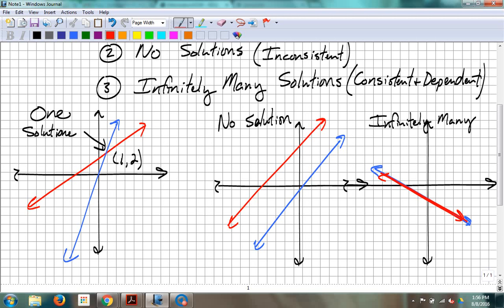Okay? What do we know about these two lines, the blue and the red on the infinitely many? They got the same slope, and what else? Same coordinates. Everything's the same about them. So those two equations are exactly the same, if we get them in the form we need to in order to graph them. Okay, so let's look at some systems of equations and let's try to graph them and see if we can find a solution, if there is any.